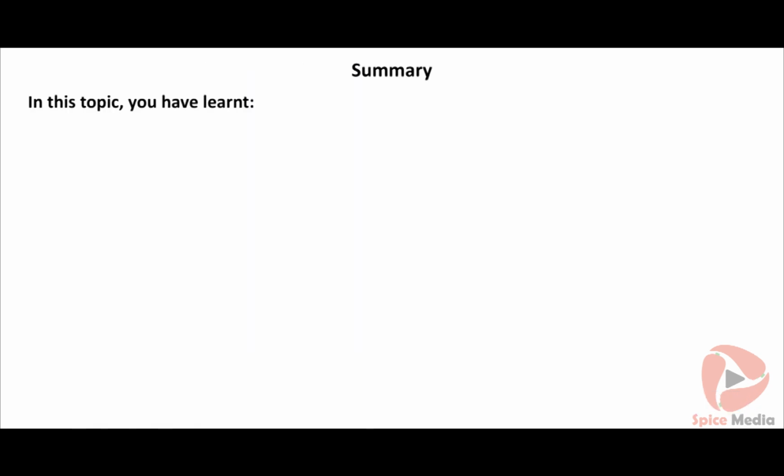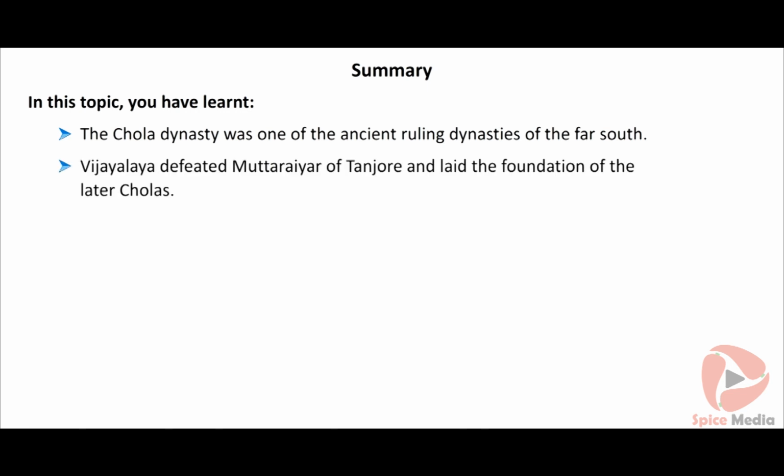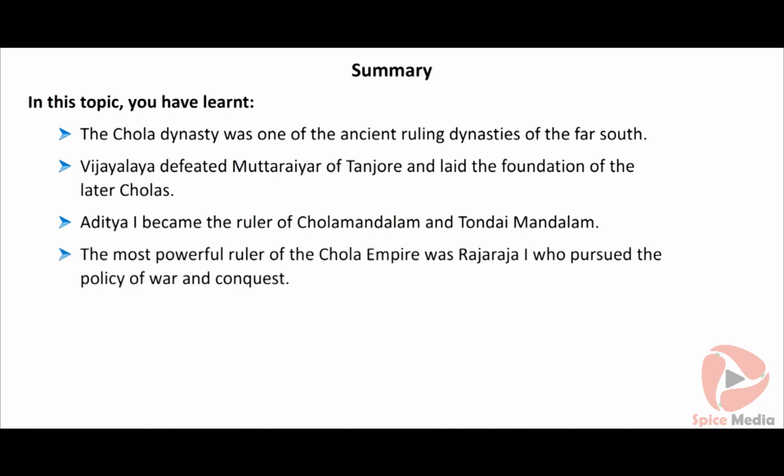In this topic, you have learnt the Chola dynasty was one of the ancient ruling dynasties of the far south. Vijayalaya defeated Mutrayar of Tanjore and laid the foundations of the later Cholas. Aditya I became the ruler of Chola Mandalam and Tondai Mandalam. The most powerful ruler of the Chola Empire was Rajaraja I, who pursued the policy of war and conquest. Rajendra I pursued further the policy of conquest and annexation.